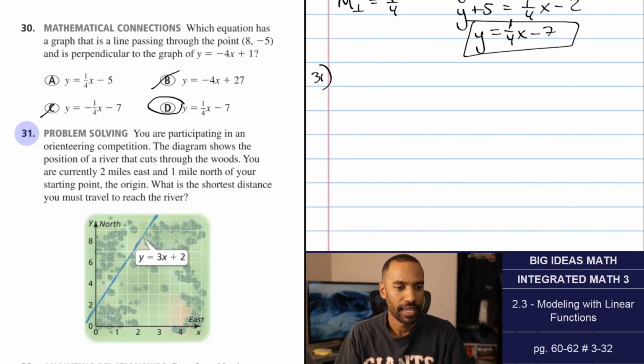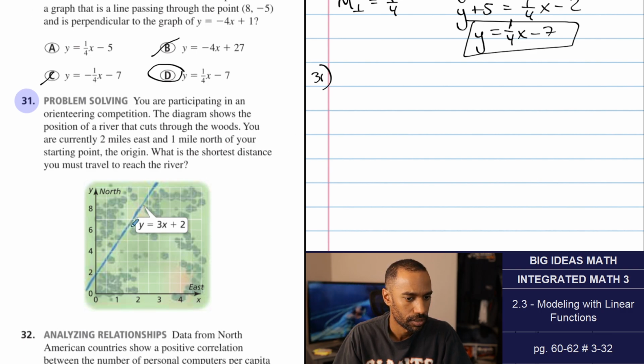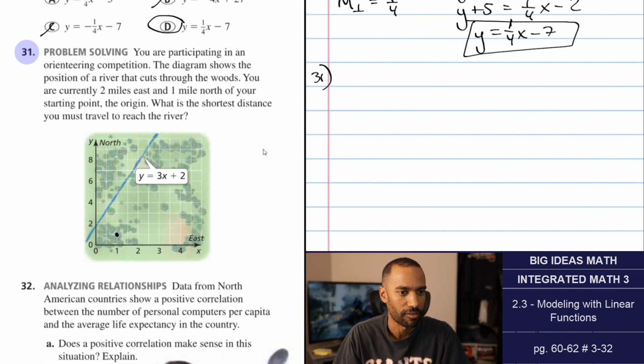You are participating in an orienteering competition. I have no idea what that is. The diagram shows the position of a river that cuts through the woods. You are currently 2 miles east and 1 mile north of your starting point, the origin. What is the shortest distance you must travel to reach the river?